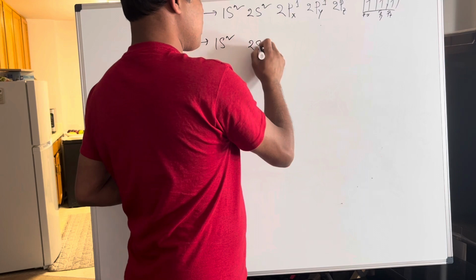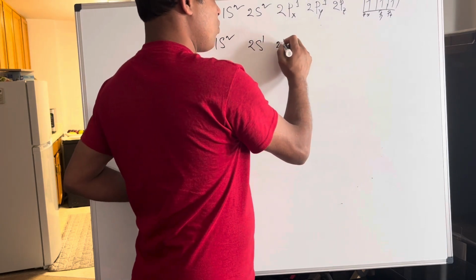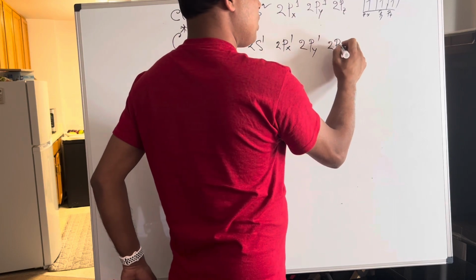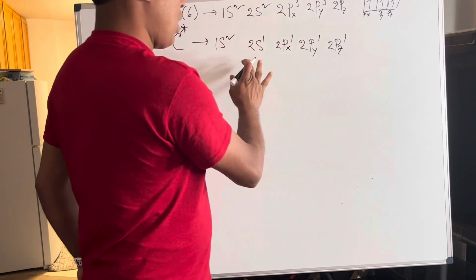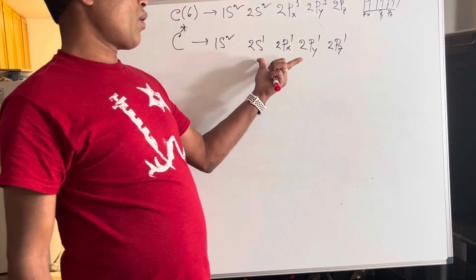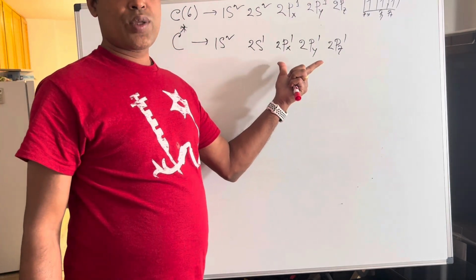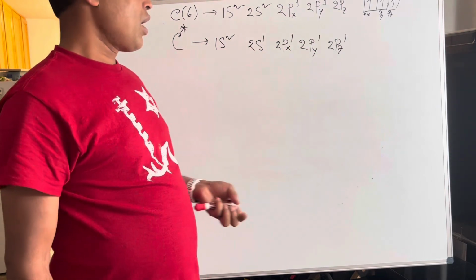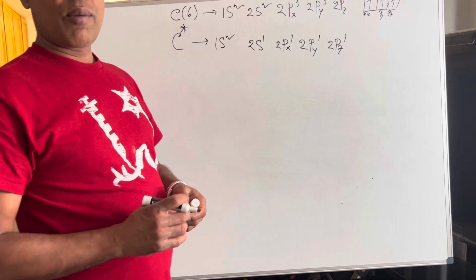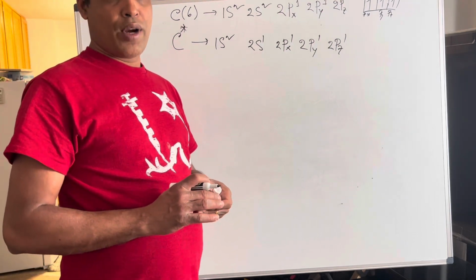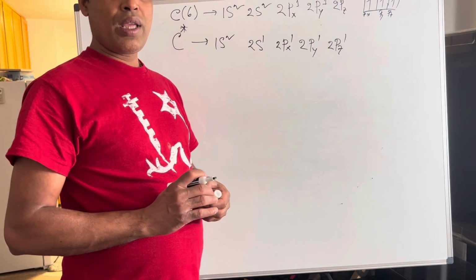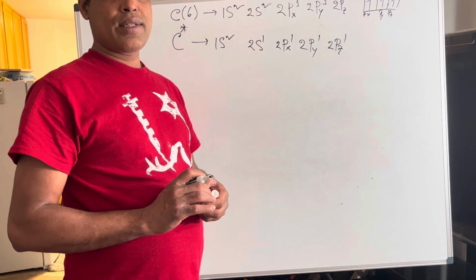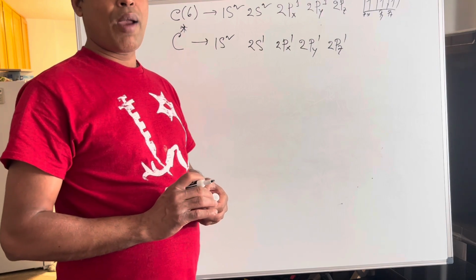So in that case, we can say 2s1, 2px1, 2py1, 2pz1. So the outer shell now shows all 4 unpaired electrons. That's why carbon can show a valency of 4, because of the number of unpaired electrons. Now carbon can do 3 types of hybridization. One is called sp3, another is sp2, another is sp. So let's see what sp3 hybridization is.